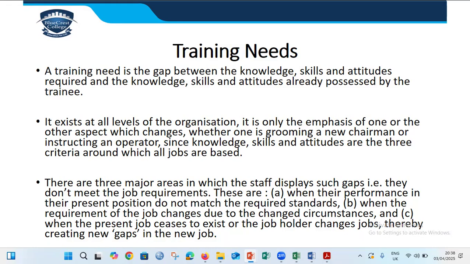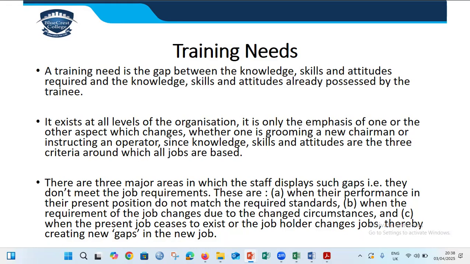So training needs exist at all levels of an organization. And it is only the emphasis of one or the other aspect which changes. Okay, so whether you are a new employee or someone who has been on the job for a long time, no matter who it is, there's by all means going to be some gap that requires training.